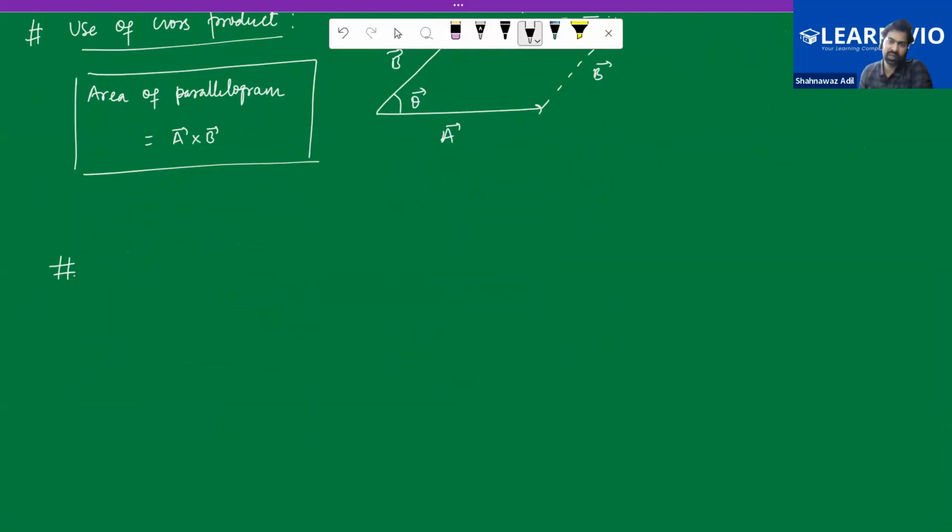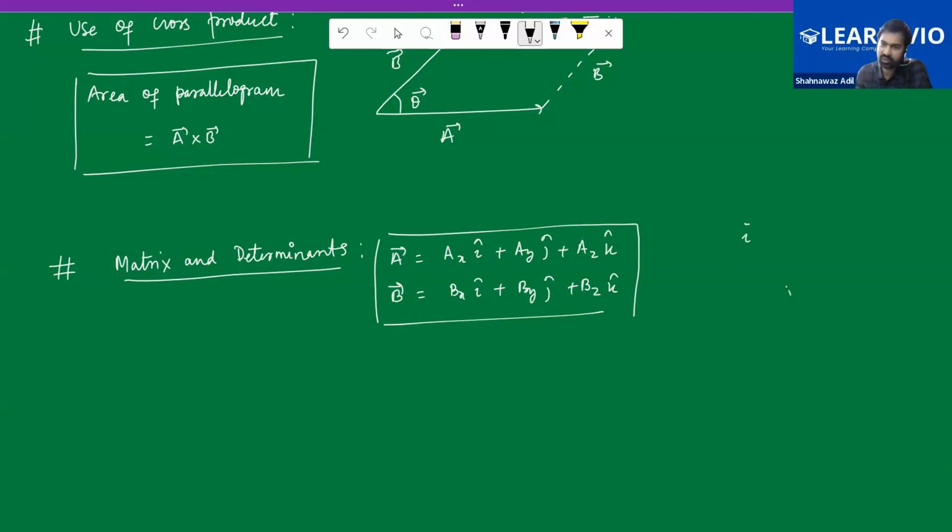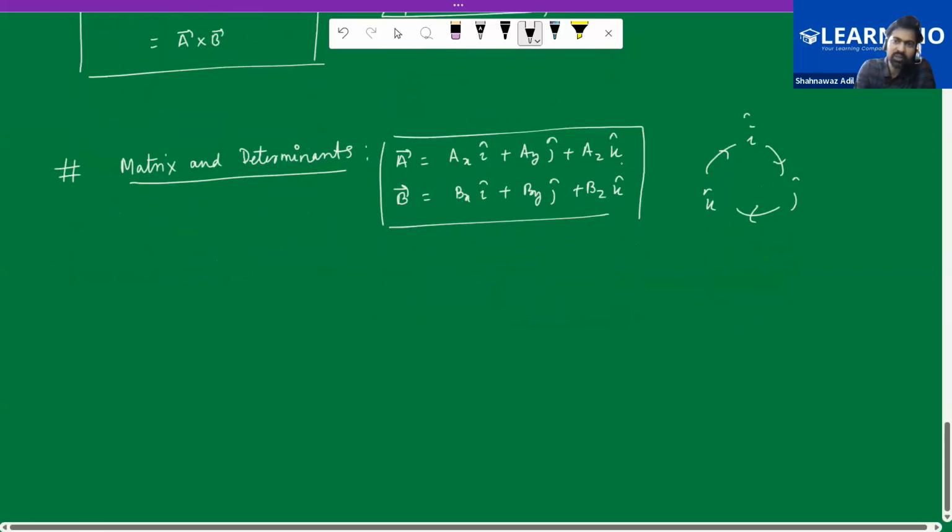And then this is the last part: how do we calculate the cross product using the idea of matrices and determinants? How do we use these two ideas to calculate the cross product? I guess I have not done this. Let's say I have this A vector, which will have three components, and then the B vector, which will have three components. You have these long processes, using the i, j, k cyclic property to calculate the cross product, or you can use the idea of the determinant.